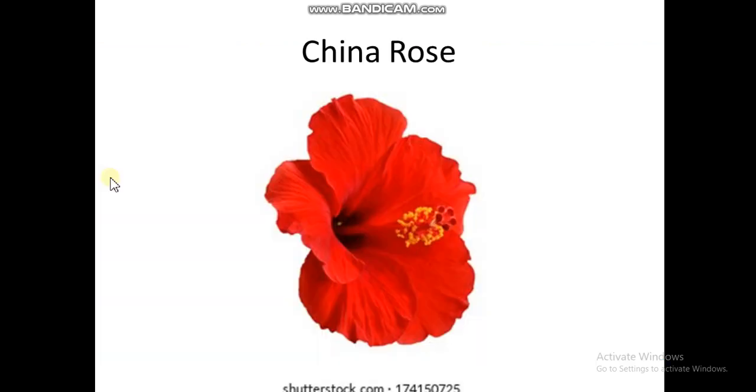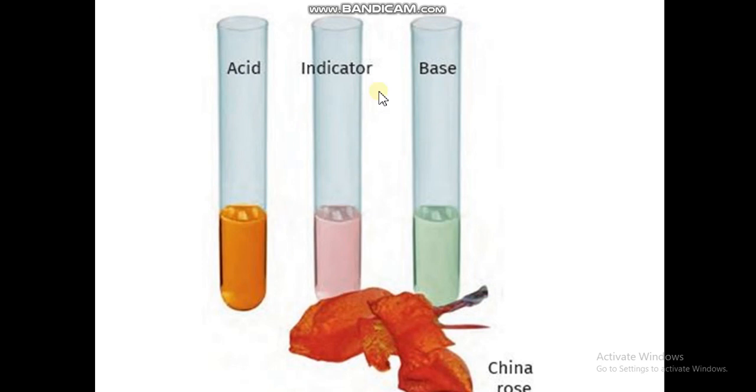Okay. So next is China rose. It's a very famous flower that we all have in our homes. With this one also we can prepare one type of indicator, and it is also a natural indicator because it is obtained from a natural source. So how can we prepare this? Here you can see this is the flower we have. We can paste it, or rub it against something, and mix it with water, and we can prepare one solution of this China rose.